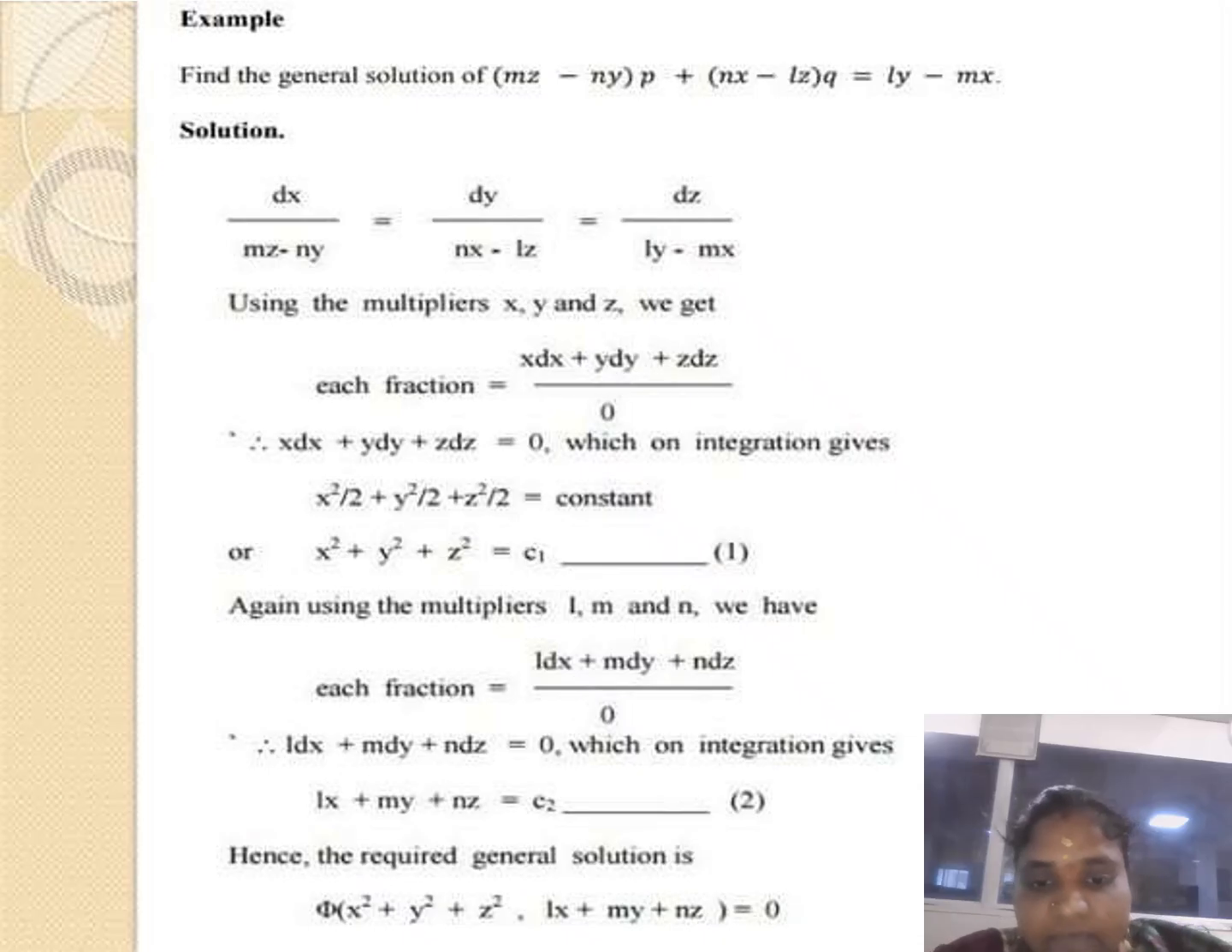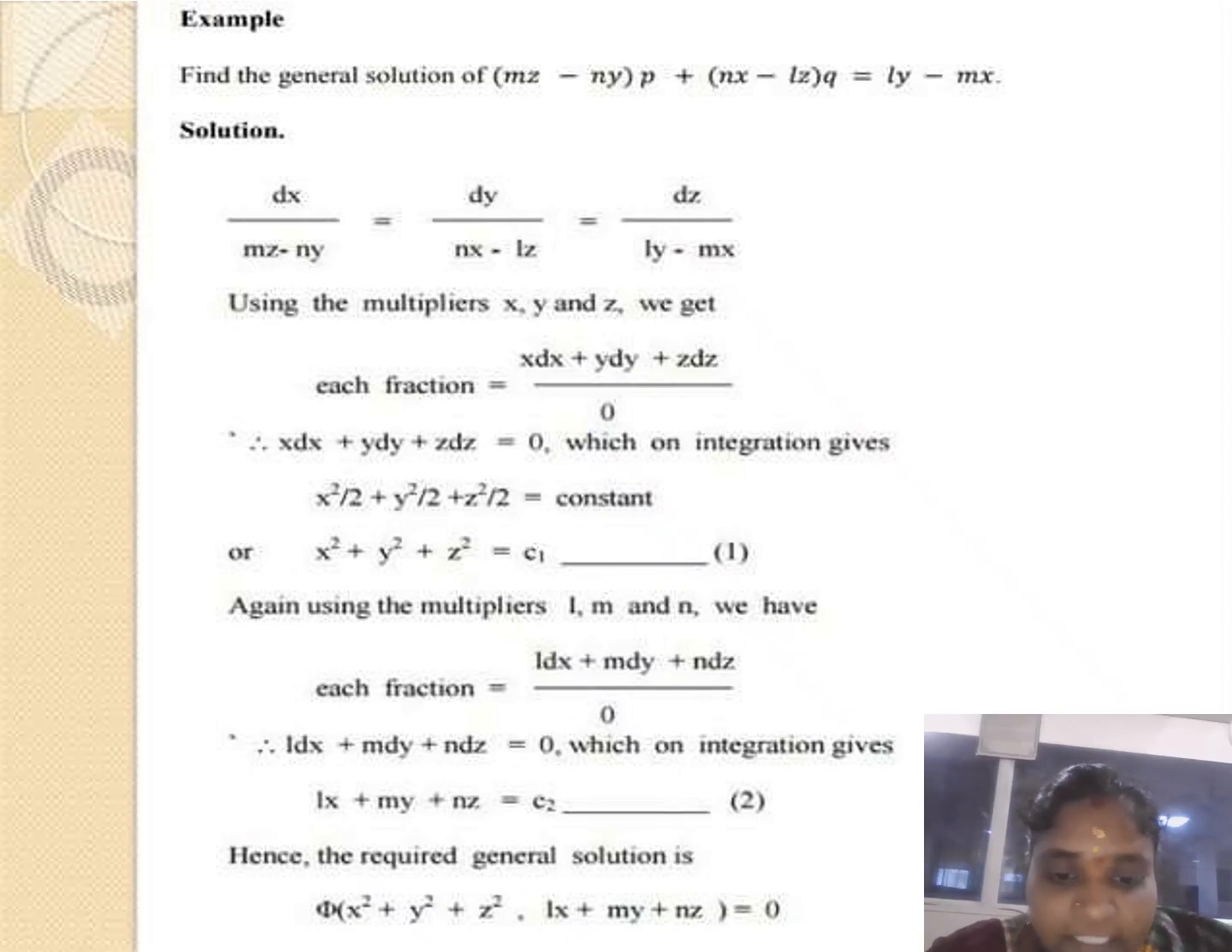So each fraction gives l dx plus m dy plus n dz divided by a denominator which automatically goes to 0. So we get l dx plus m dy plus n dz equal to 0. Integrating, we get lx plus my plus nz equal to c2. So we get the second solution.